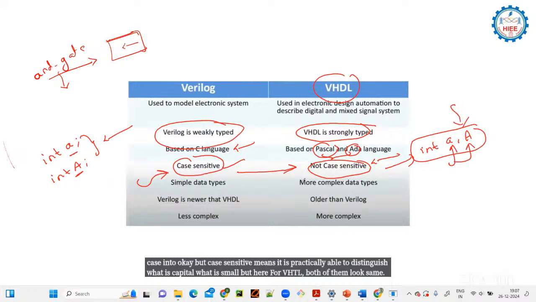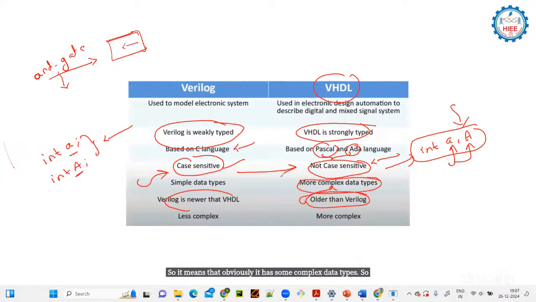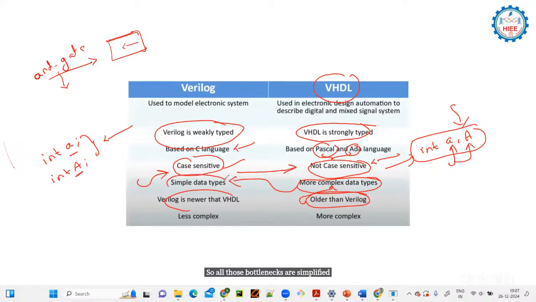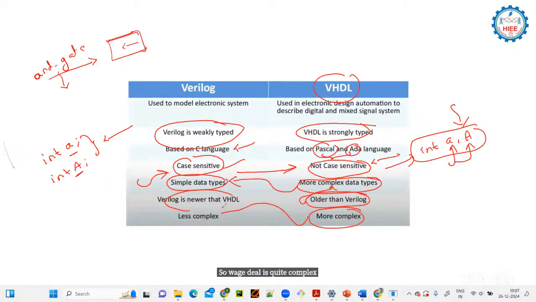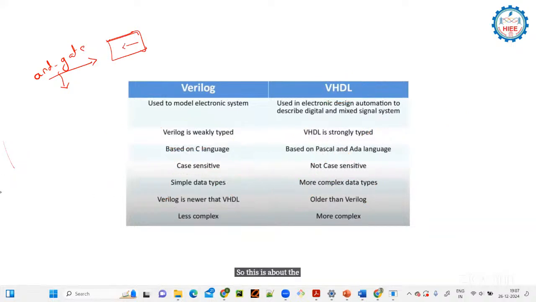As I told you, VHDL is older than Verilog, so obviously it has some complex data types. All those complex data types were simplified, and VHDL had many bottlenecks, so those bottlenecks were simplified and some simpler data types came into the picture. So VHDL is quite complex, and the enhanced or simplified version of it is Verilog. So this is about the differences between our two HDLs, Verilog and VHDL.